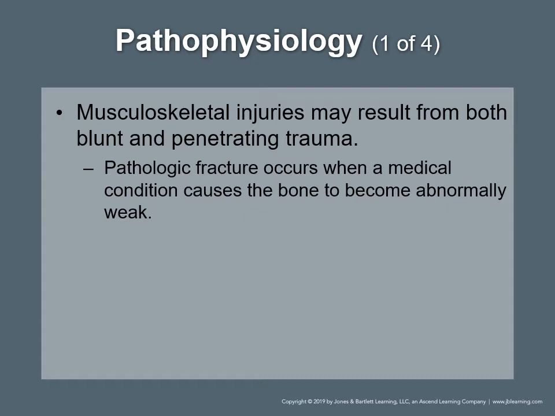Patho. Musculoskeletal injuries may result from both blunt and penetrating trauma. Sports injuries account for a significant number of musculoskeletal injuries. Among children, intentional trauma or abuse is a common cause of fractures and musculoskeletal injuries. Pathologic fracture occurs when a medical condition causes the bone to become abnormally weak.